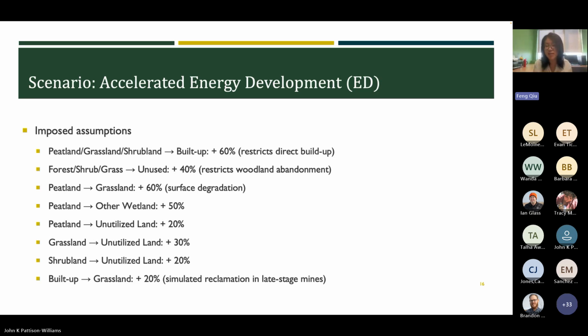Peatland to grassland by 60%, peatland to other wetland by 50%, peatland to unused land 20%, and grassland and shrubland to unused land by 30 and 20 respectively. These are the main assumptions. And to be more realistic, we also allow 20% land reclamation, to mimic the post disturbance land reclamation situation. So we allow the built up area to get back to grassland by 20%. Okay, so that's the scenarios.